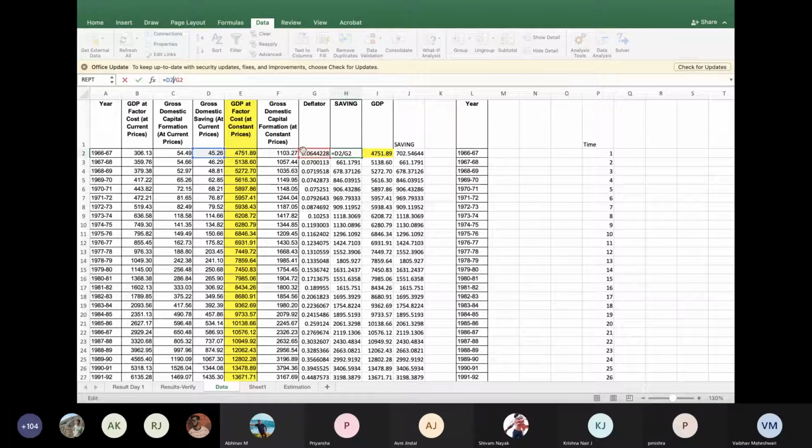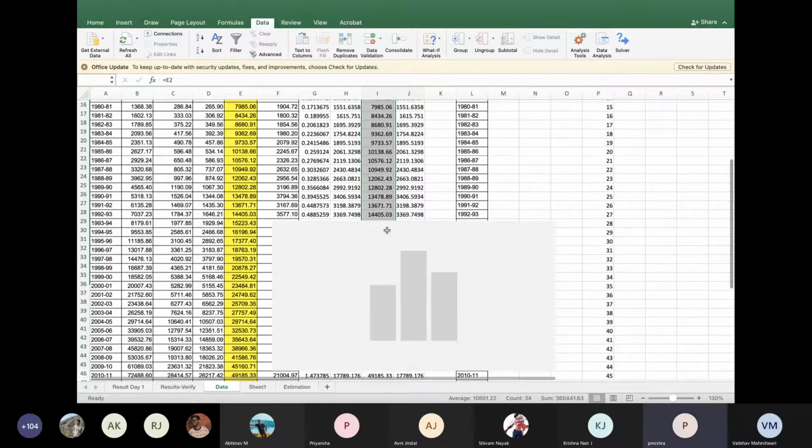Okay. D2 by G2 we have divided. So that gives me savings at constant price. Am I right? Yes, sir. Then already we have the data on GDP at constant price. These two are our data points now.